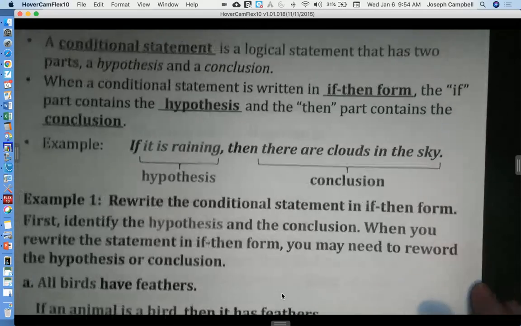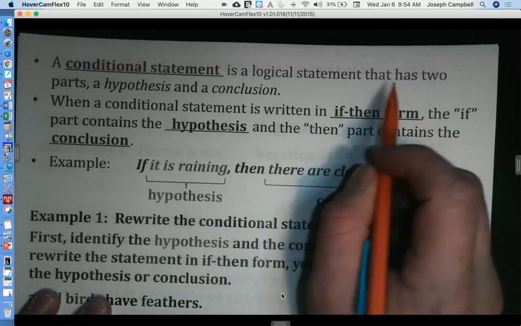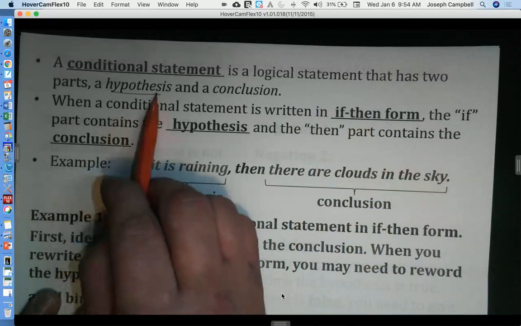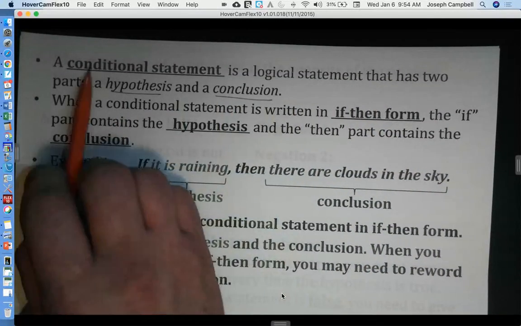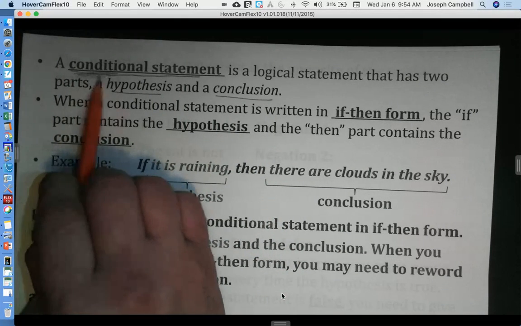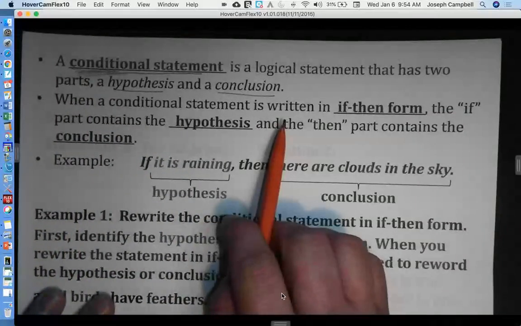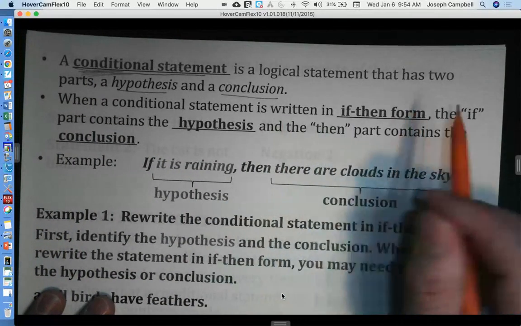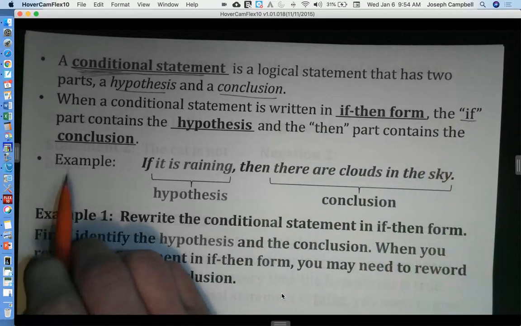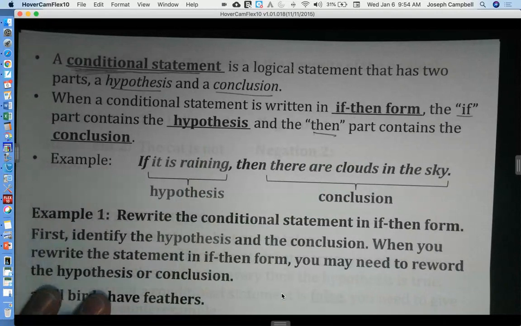Okay, so now we get into the meat of it here. A conditional statement is a logical statement that has two parts, a hypothesis and a conclusion. The big part here is the condition, right? It's based on a condition. So when a conditional statement is written, it's written in if-then form. The if part contains the hypothesis, and the then part contains the conclusion.